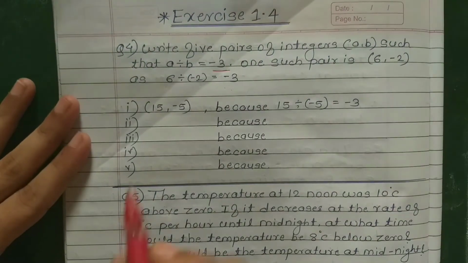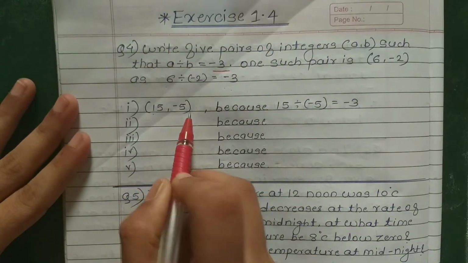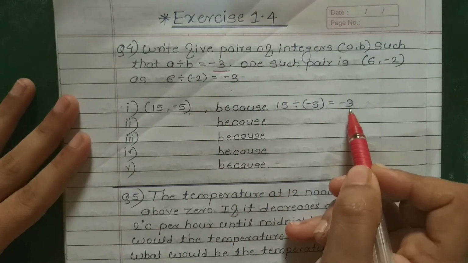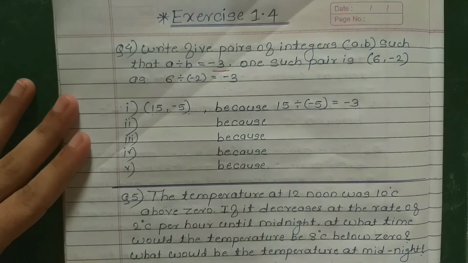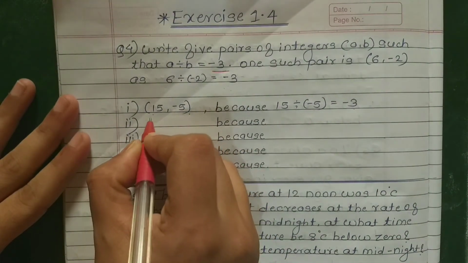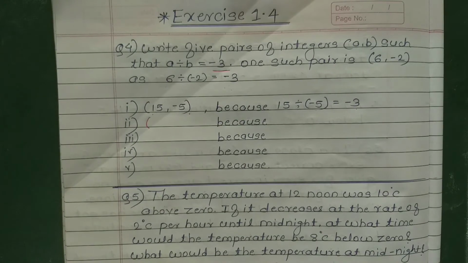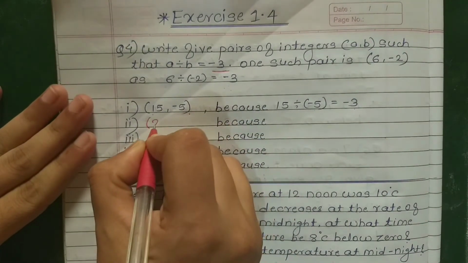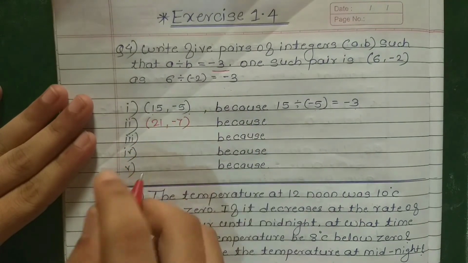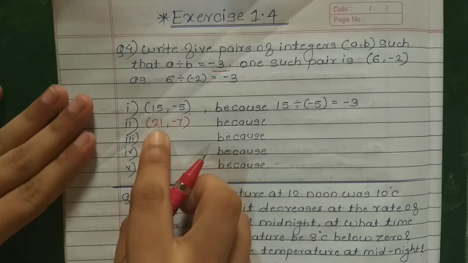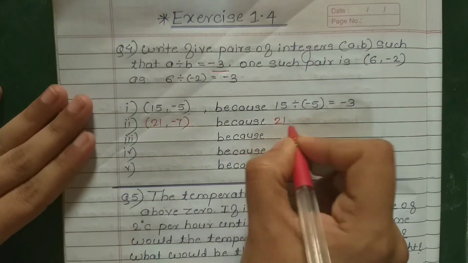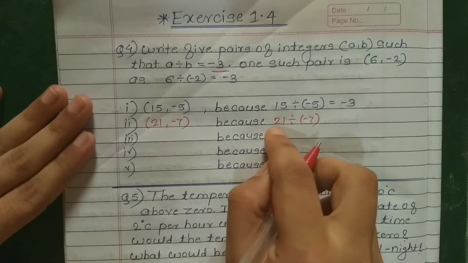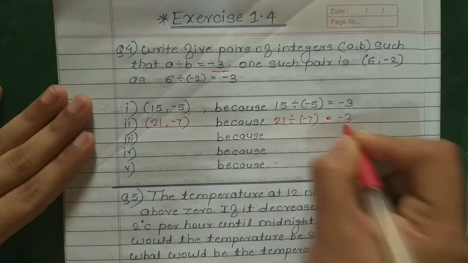Okay, so now 15, negative 5. Consider here 15, negative 5. 15 divided by negative 5 is negative 3. Yes, so here is one pair. Now consider one more pair. 21 divided by negative 7. Look here, 21 divided by negative 7. Now 7 threes are 21. So the answer is negative 3.